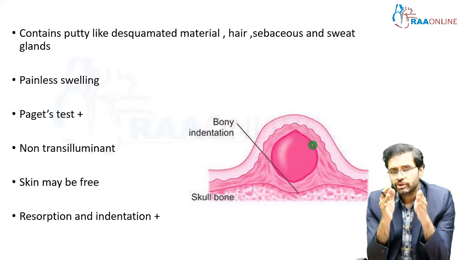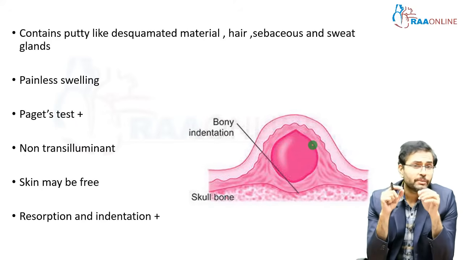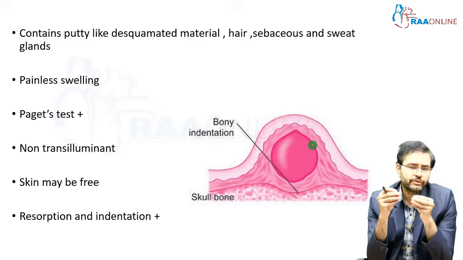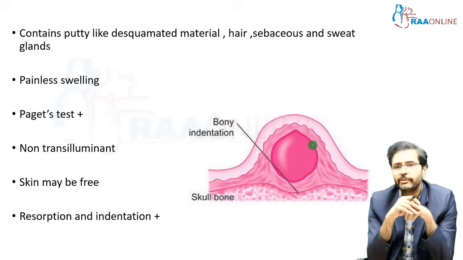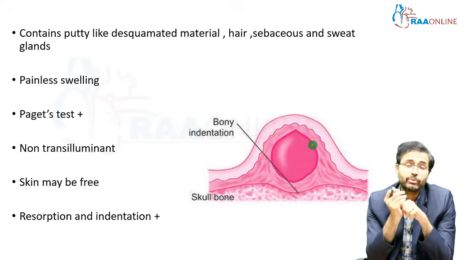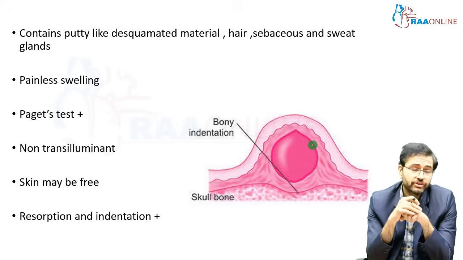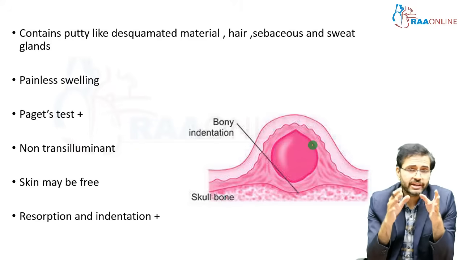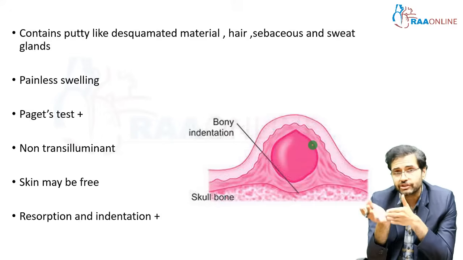Commonly, these dermoids, sequestration dermoids in particular, contain a putty-like material which is formed by desquamated epithelium, hair, sebaceous and sweat glands. They are usually painless unless and until there is secondary infection, and they exhibit a phenomenon called Paget's test positivity, which is again used to demonstrate fluctuation.